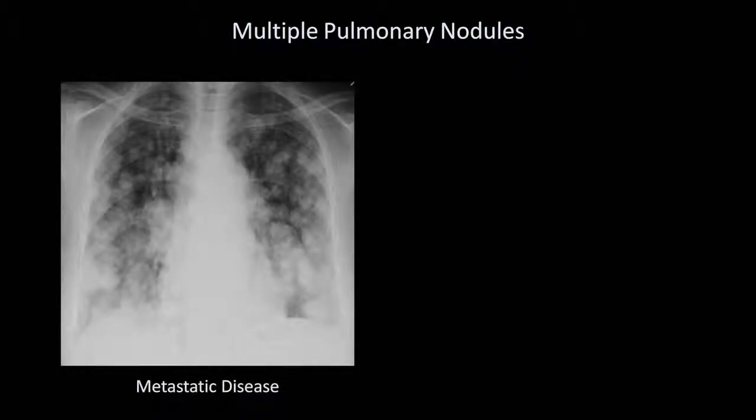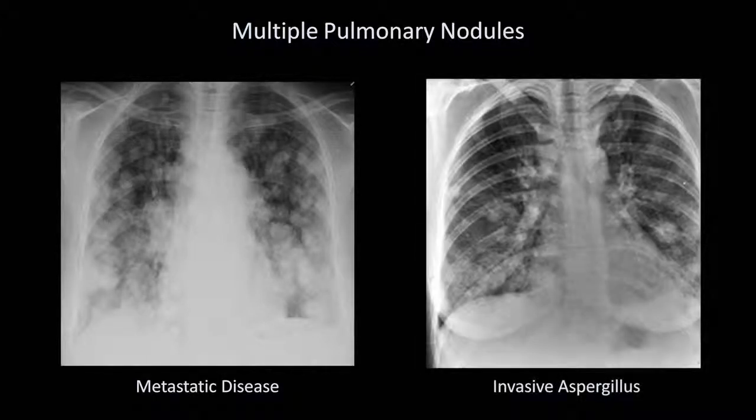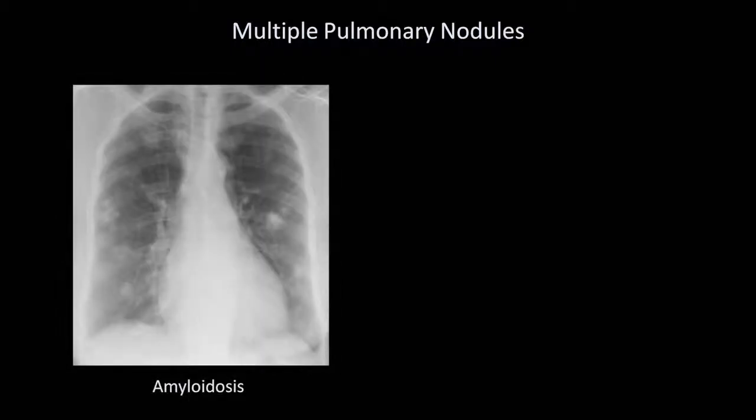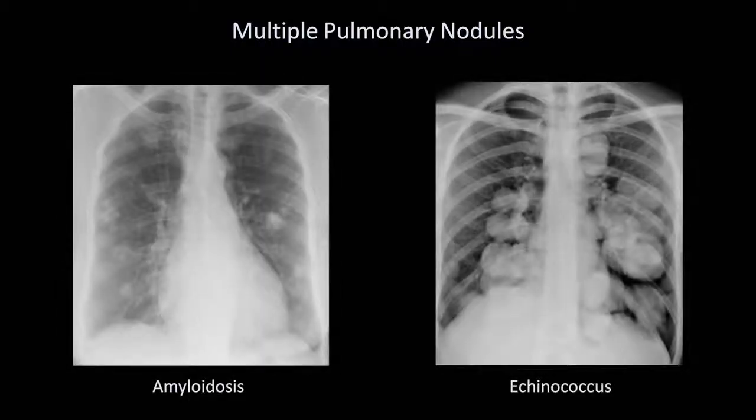Here are just a couple of examples of patients presenting with multiple pulmonary nodules. Here is metastatic disease. In this case, this is from endometrial cancer. And invasive aspergillus. And here are some rarer causes, amyloidosis on the left, and Echinococcus on the right. In the right film, that specific morphology of the nodules in which they are unusually large, very circular, and have overlapping appearances are sometimes called cannonball nodules.